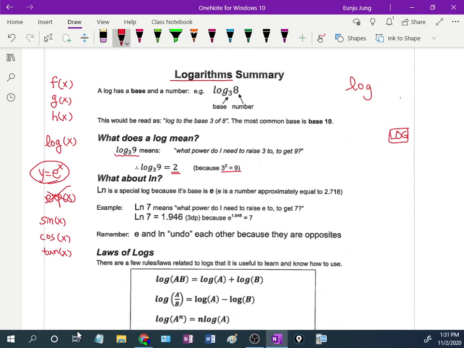So what is the input for this logarithmic notation? 9 would be the input value. That's the input, and this is the result, which is the output. So that is the meaning of a log. The meaning of a log is power or exponent.